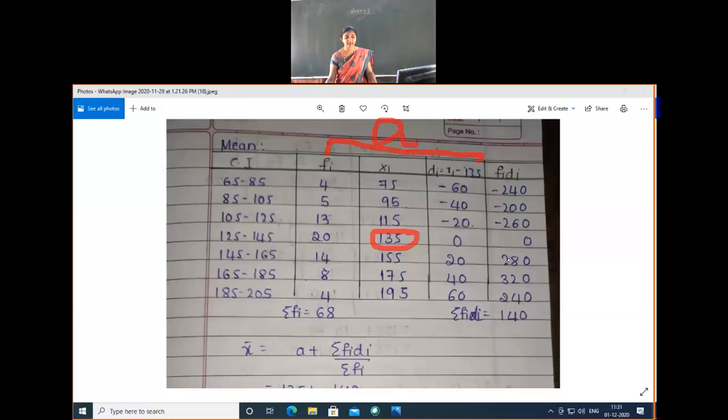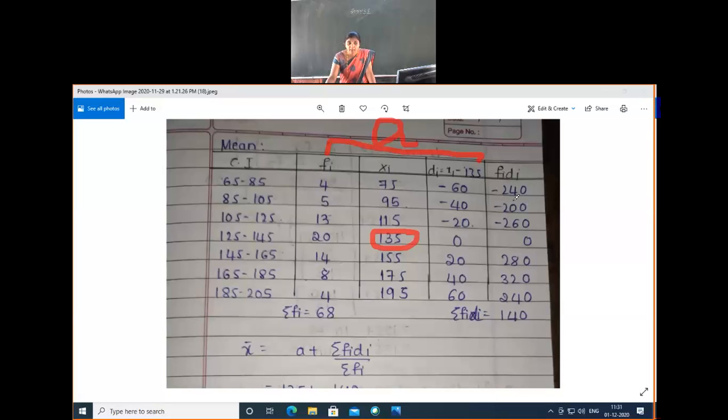Now we have to multiply this Fi column into the Di column. Then you will get 60 into 4, minus 240. 5 into minus 40, minus 200. 13 into minus 20, minus 260. 20 into 0, 0. 14 into 20 is 280. 8 into 40 is 320. 4 into 60 is 240.